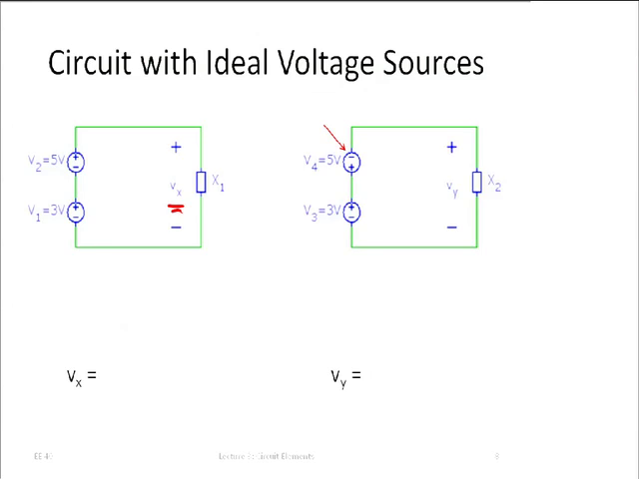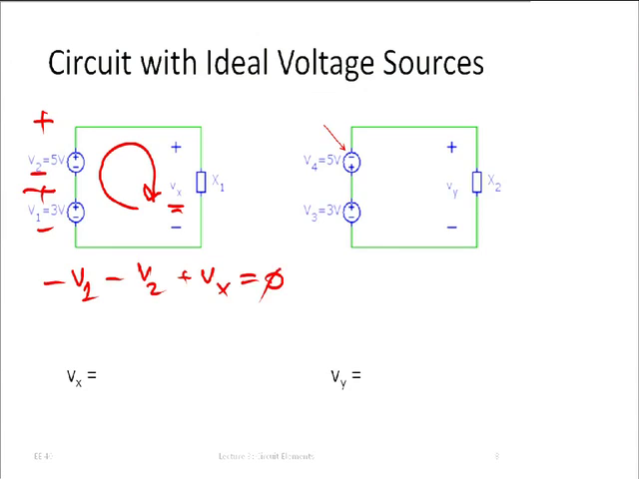So what would we write here? Well, we enter this terminal at the negative, at the minus. In fact, if I did this right, I would put symbols here. So I enter there at the negative sign, so it's minus V1 minus V2 plus Vx equals 0, so that would be Vx is V1 plus V2, or 3 plus 5 volts, so that's 8 volts.